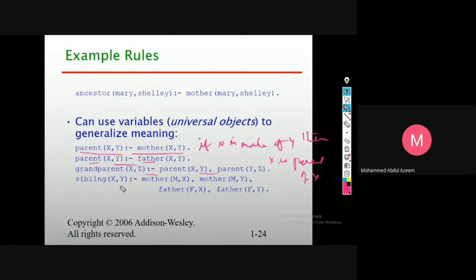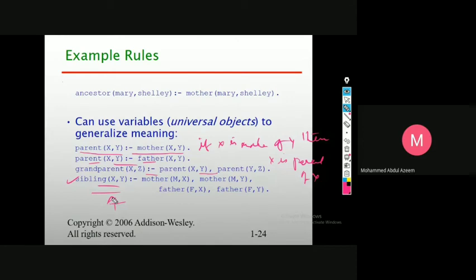Okay. Similarly, any one of you from your class, the next one. If M is mother of X and M is mother of Y and F is father of X and F is father of Y, then X is sibling of Y. Yes. So this is how we are going to pronounce, right?